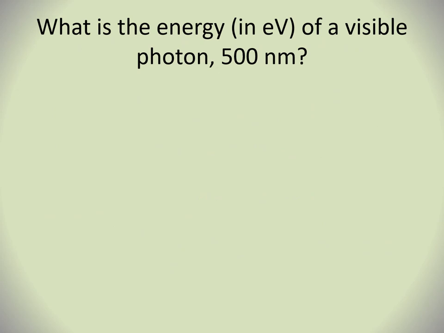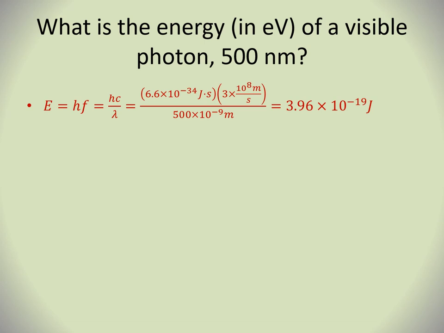Okay, so let's do an example. What is the energy in electron volts of a visible photon, 500 nanometer wavelength? All right, first step is to write down the Planck-Einstein energy relation. The energy of a photon is equal to Planck's constant times its frequency, which is h times c over lambda. You just put numbers in, and it winds up being 3.96 times 10 to the minus 19 joules. 10 to the minus 19 is not a happy number, so we convert to electron volts by dividing that number by 1.6 times 10 to the minus 19 joules per eV, the conversion factor, and it ends up being 2.5 eV.